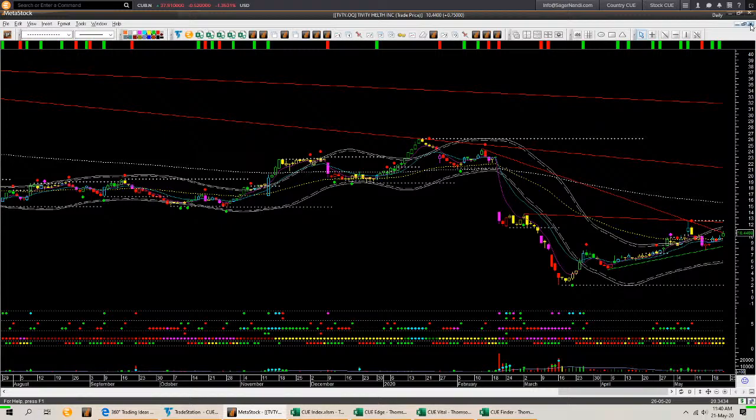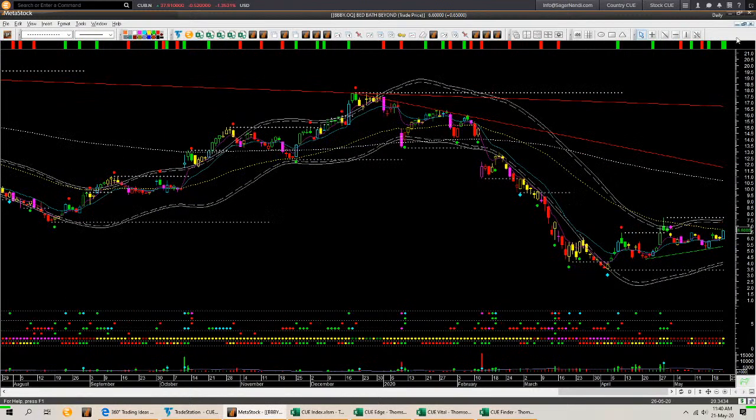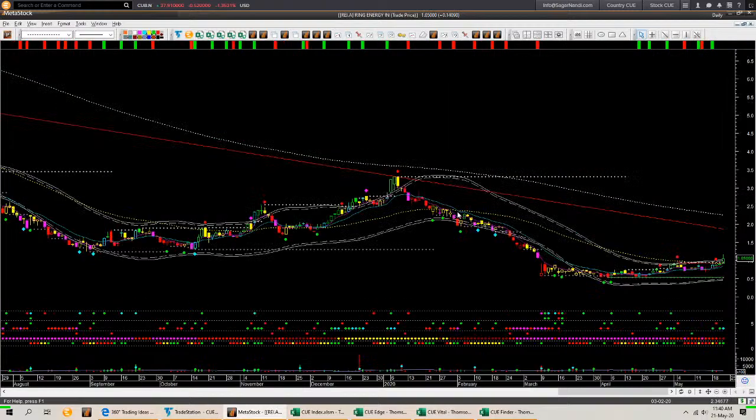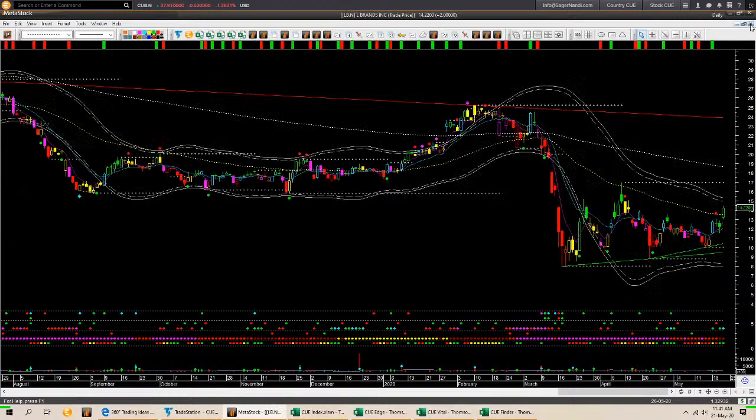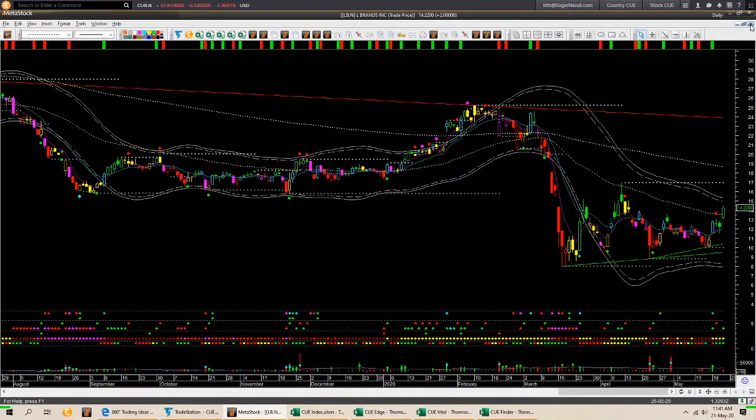TVTY just below memory resistance. Bed Bath and Beyond. This is looking better. I'll come back to it and look at it using weekly daily. REI has an upper tail forming a saucer or bowl pattern, but no trade setup today. LB, L Brands, no trade setup today. It had earnings today, gapped up after the earnings.